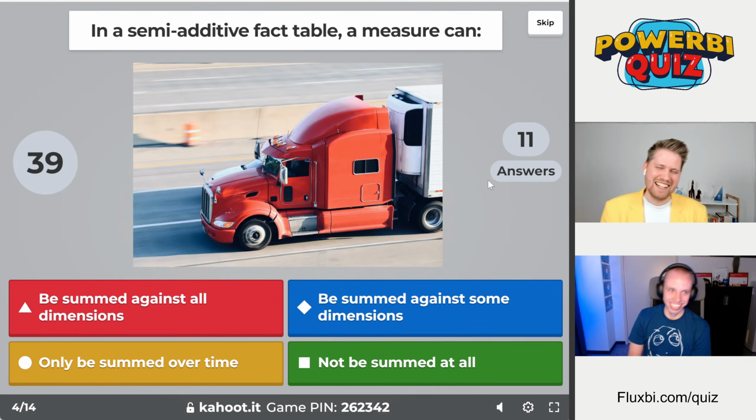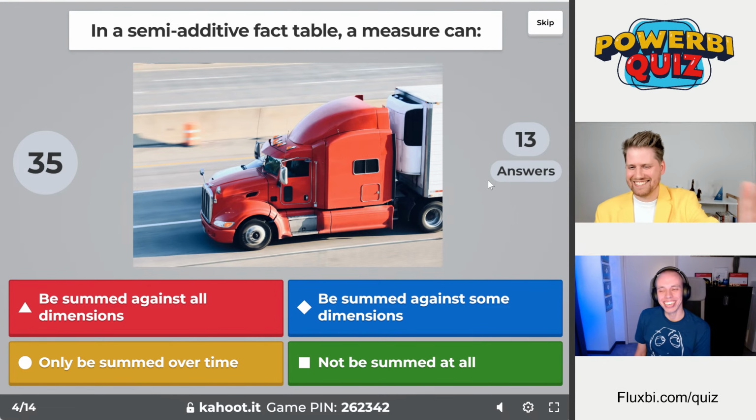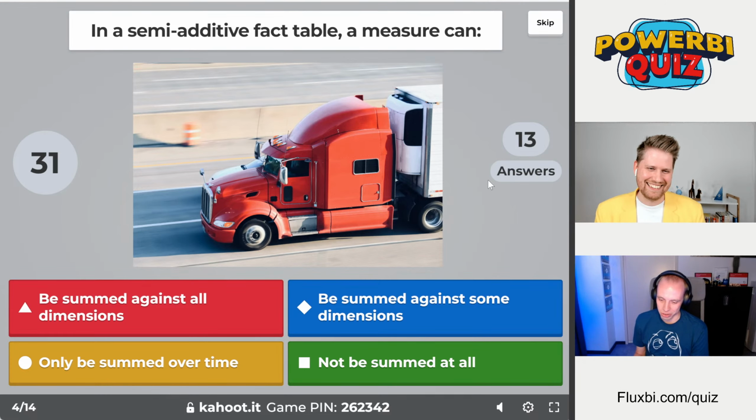In a semi-additive fact table, a measure can be summed against all dimensions, be summed against some dimensions, only be summed against time, or not be summed at all?